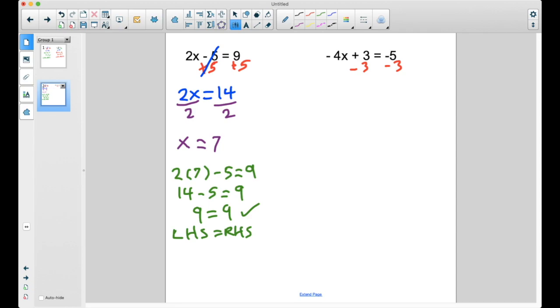We'll have plus 3 minus 3 gives us a 0, so those cancel each other out. And then on the right side, we have negative 5 minus 3, which gives us negative 8, and we'll have a negative 4x on the left. To get rid of that negative 4x, please make sure you don't add a positive 4. Remember, this is negative 4 times x. Now the opposite of multiplying, once again, is division. We're going to divide both sides by negative 4.